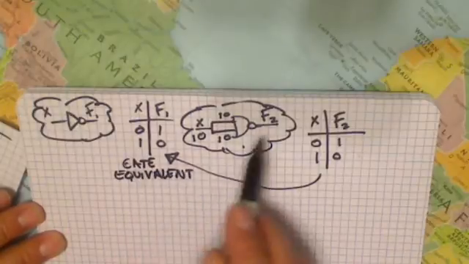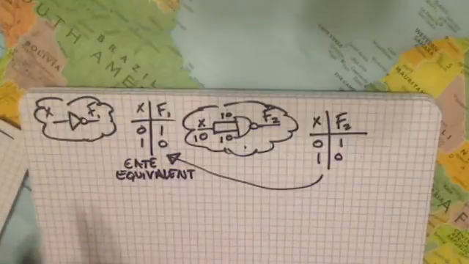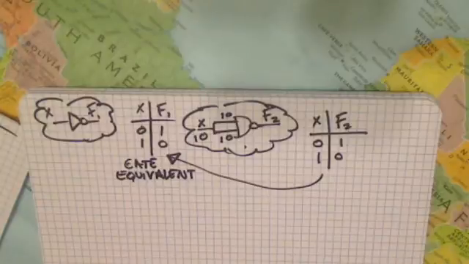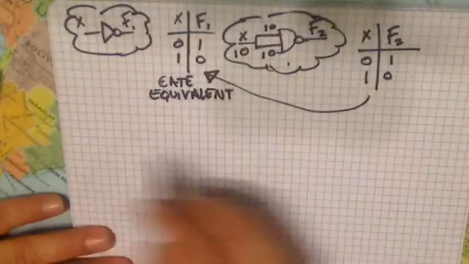These gates are equivalent. They're not the same. They're not identical. They produce the same results. Therefore, they are equivalent. So that is the inverter. The next gate that we're going to look at is the AND gate.